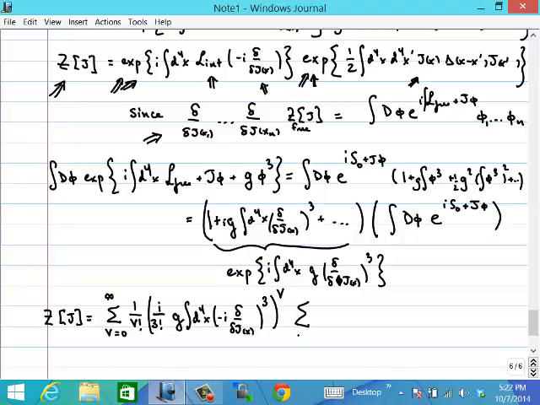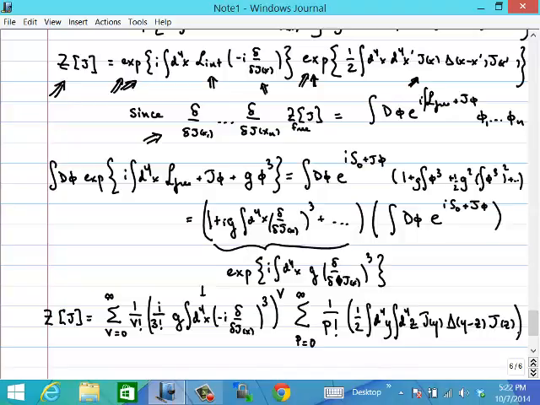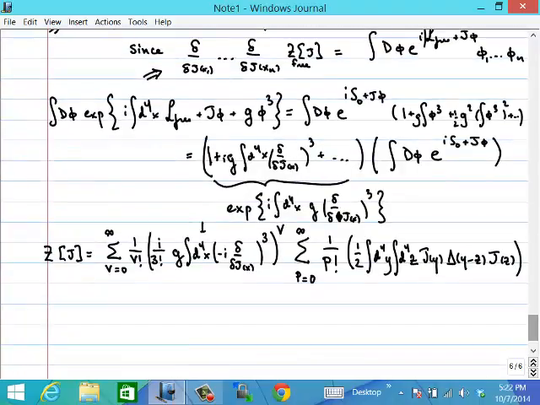and then now let's expand out this second exponential. I'll write that as the sum over p from 0 to infinity of 1 over p factorial times 1/2 the integral d4. Let's call these variables d4y and d4z so we don't get them confused with the d4x's here. We have a j of y times this propagator times a j of z.